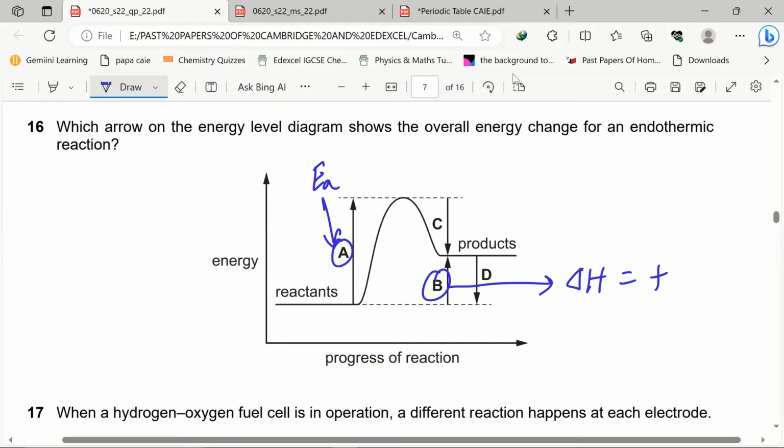And C is the energy change if it is a reversible reaction. That is, this one is reactant and this one is product. So B should be the only correct answer. Arrow upward from reactant to product, and delta H is positive. So B is the only correct answer.